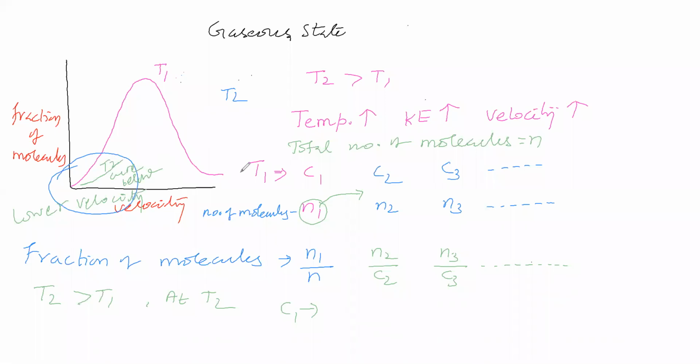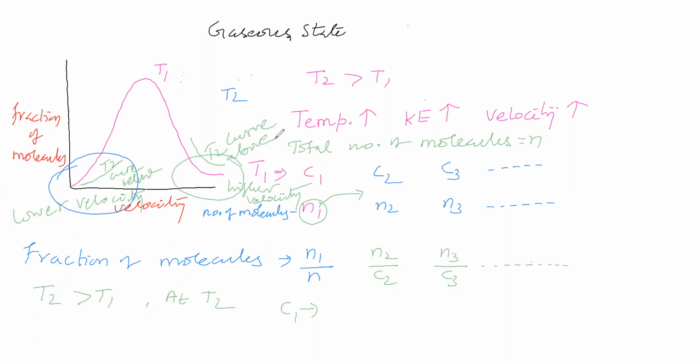Now we will take the higher velocity side. When the velocity is high, what about the T2 curve when compared to the T1 curve? Will the T2 curve be above T1 or below T1? What do you say? You are saying that the T2 curve will be above.